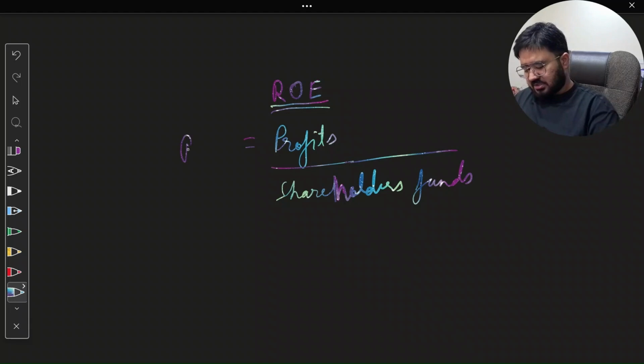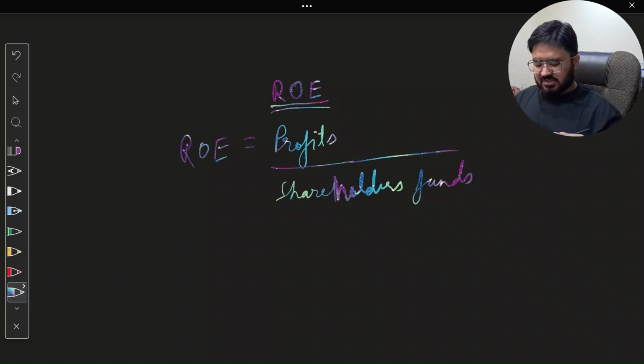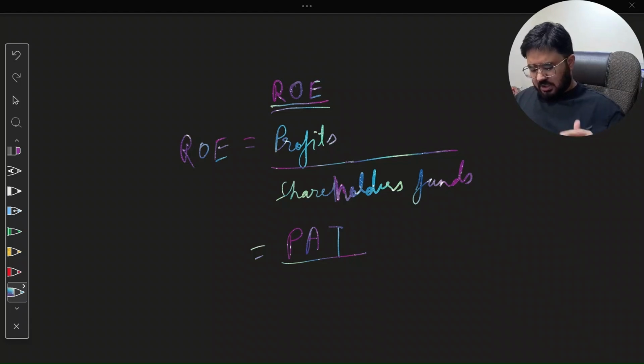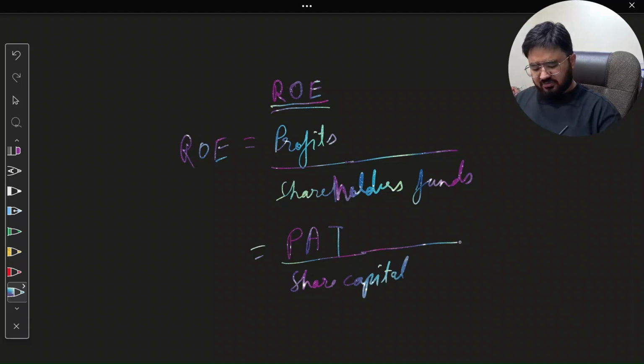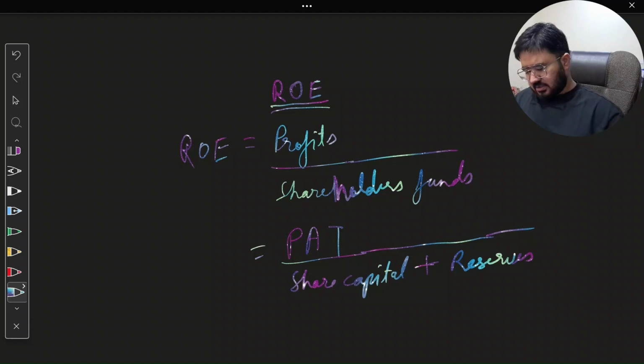That's it. That is return on equity. Profits divided by shareholders funds. So how do you calculate profits? It's nothing but the PAT. You could get it from the annual report. And shareholders funds, what does it consist of? It consists of share capital, the money that you have put, plus reserves. That's it. That is nothing but ROE.